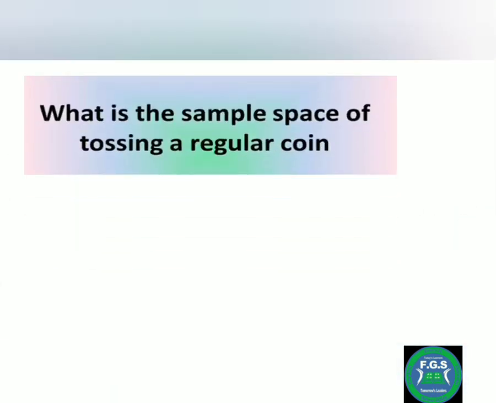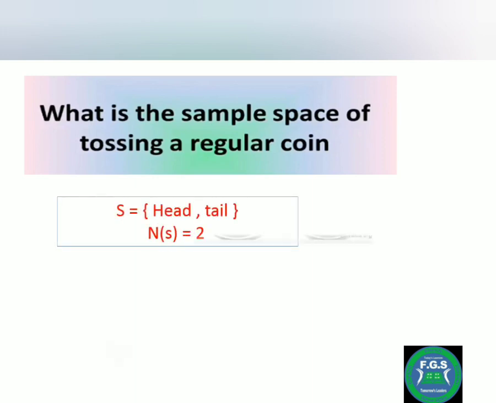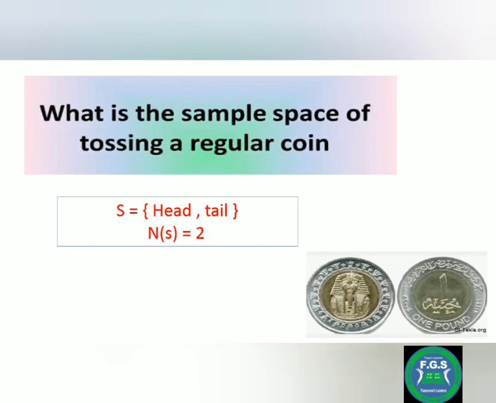What is the sample space of tossing a regular coin? You know the shape of the coin. The sample space is head or tail, so the number of the sample space equals 2.